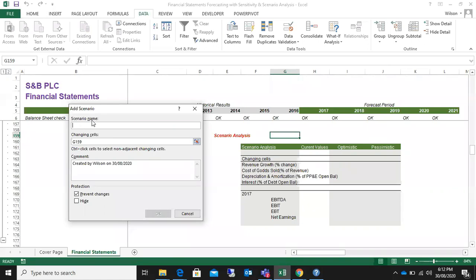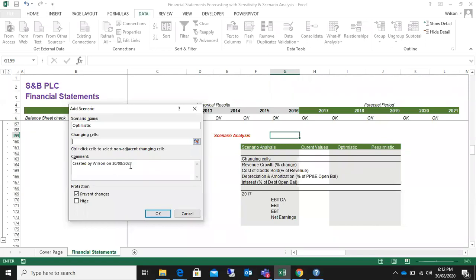We're not going to put current value, because current value is automatically what we're going to select, and Excel is going to recognize that in the scenario summary as current value. But what we're going to put is, we're going to simply say optimistic. Okay, you can see immediately I do that, Excel will give me created by Wilson, but this is actually created by me. It will tell you today's date, the date that I created it. I'm creating this scenario on 30th of August 2020.